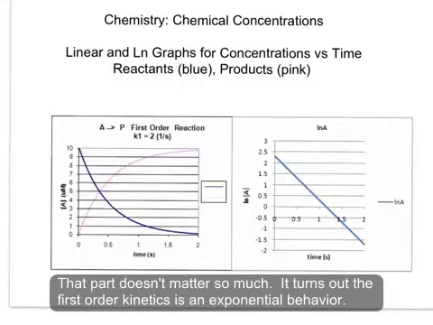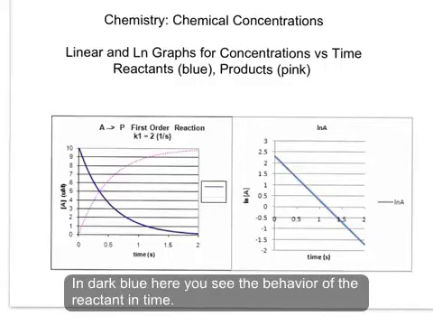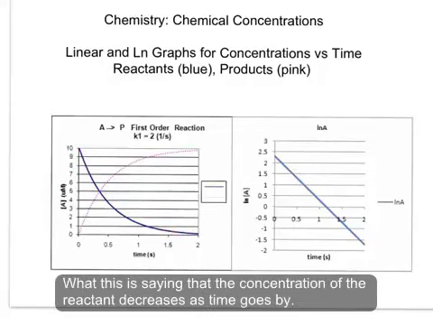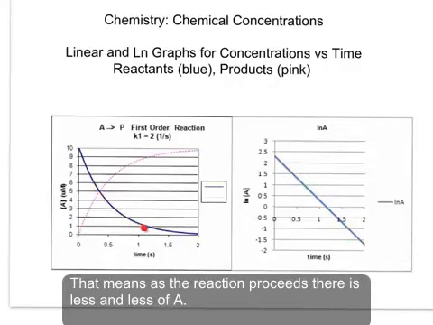But it turns out that first order kinetics is an exponential behavior. And in dark blue here, you see the behavior of the reactant in time. So what this is saying here is that the concentration of the reactant decreases as time goes by. That means as the reaction proceeds, there's less and less of A.